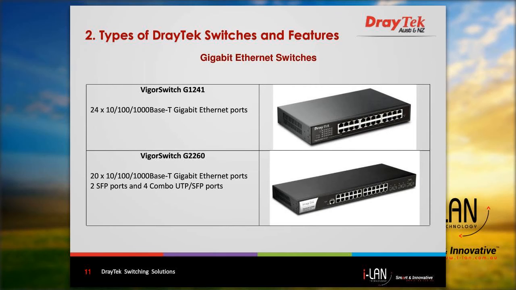And the next model down, which is pictured here, is the VigorSwitch G2260, which has 20 gigabit Ethernet ports, 2 SFP ports and 4 combo UTP/SFP ports. So these combo ports can be either just Ethernet with an RJ45 connector, or if they plug in the SFP, it becomes a fiber connection. It also includes many of the features of the other switches.